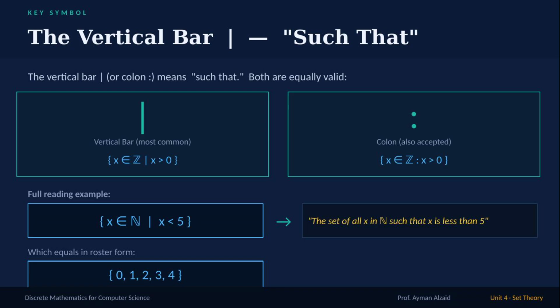The vertical bar is the key symbol in set builder notation. It reads "such that." Some textbooks and professors use a colon instead. Both are equally acceptable and mean exactly the same thing.